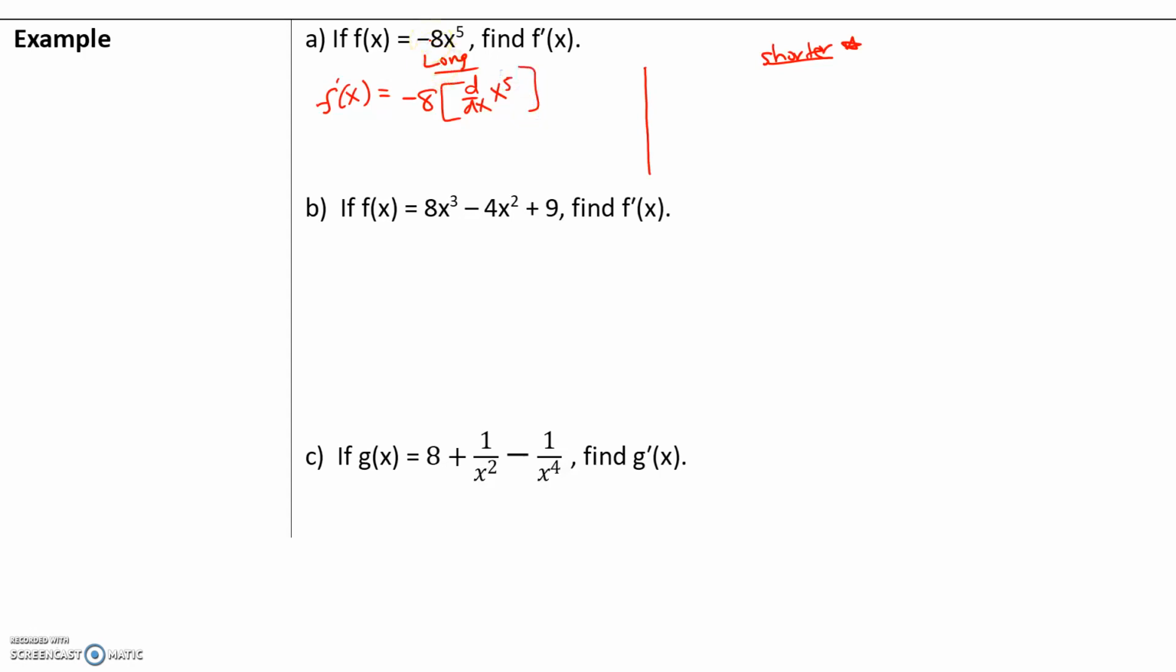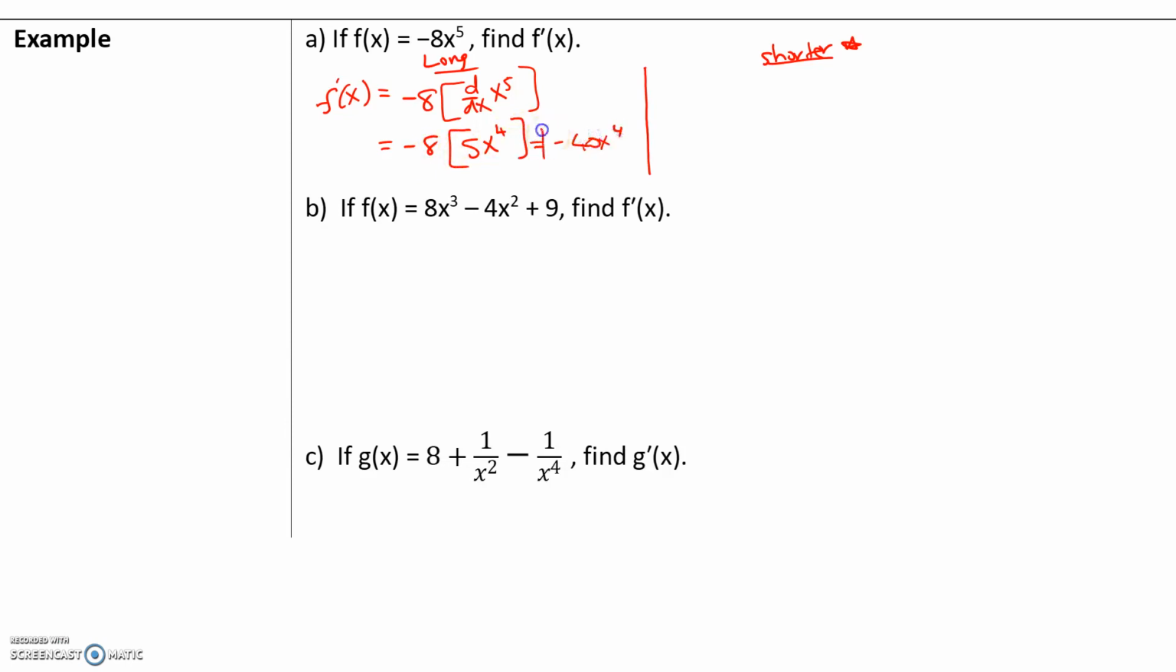Remember, when you have a constant, that constant comes outside. So now, the derivative of x to the 5th, the 5 is going to come to the front, so it'll be 5, and you subtract 1 from it, x to the 4th. Then if you multiply negative 8 times 5, this gives you negative 40x to the 4th.